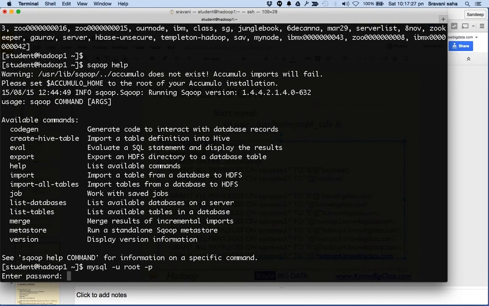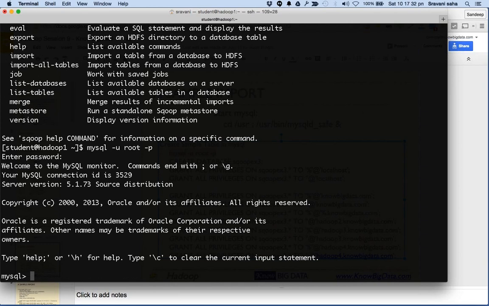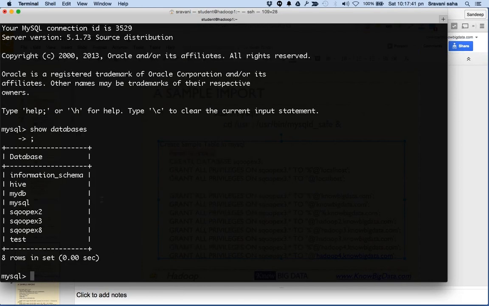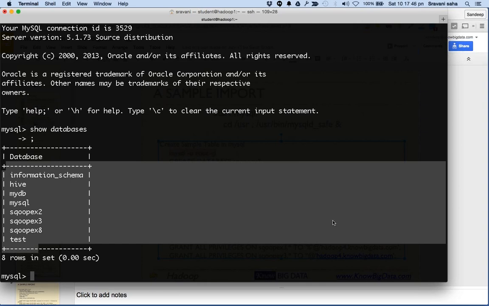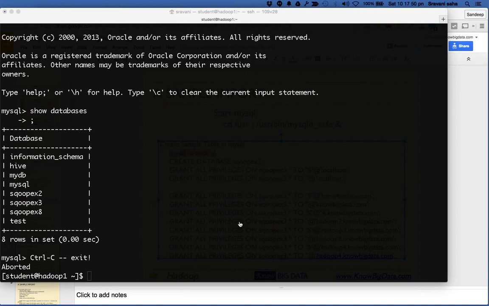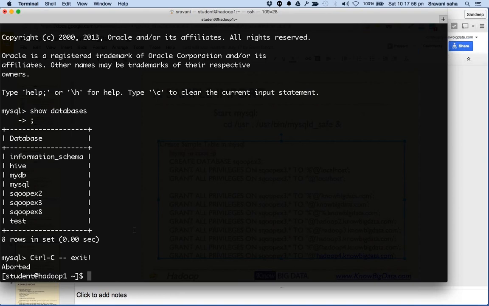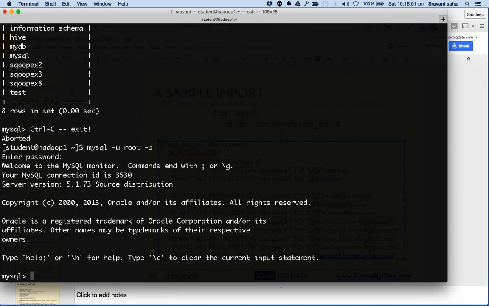Here, it's saying enter the password, you press enter. So that means our MySQL is running fine. Inside MySQL, we can say show databases and semicolon. Now you can see all the databases here. That means our MySQL is running. MySQL is again a database, and what we are going to do is create dummy data inside MySQL, and then copy that data to HDFS.